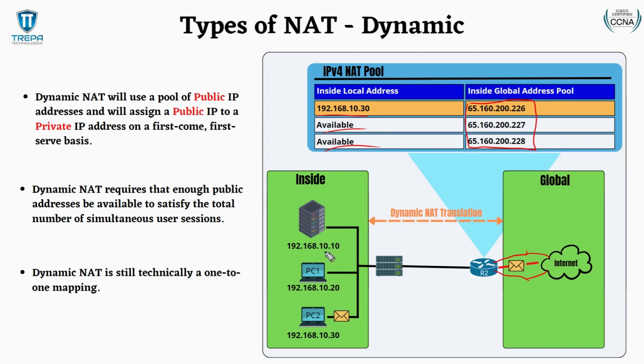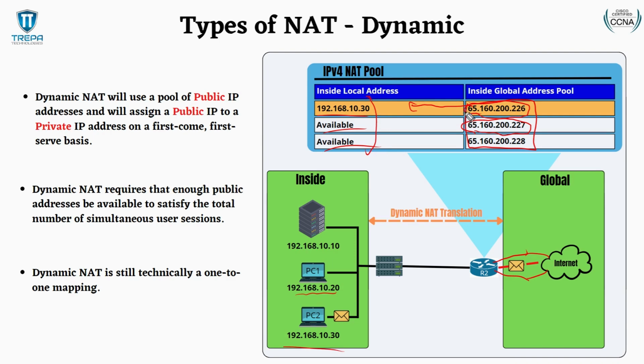So let's say 192.168.10.10 makes a connection out to the internet. It's going to use the first available public IP in the pool. And then let's say 192.168.10.20 does the same thing at the same time. It's going to use the second available public IP address in the pool, and so on and so on. So technically, it's still a one-to-one mapping where really one IP address is only being used for one local address. However, there's a pool that can be used for all your private IPs, but only one at a time.